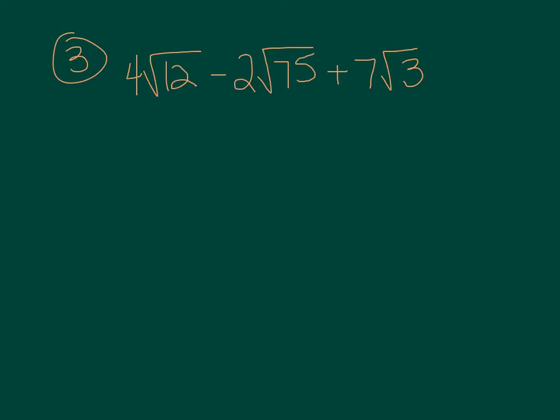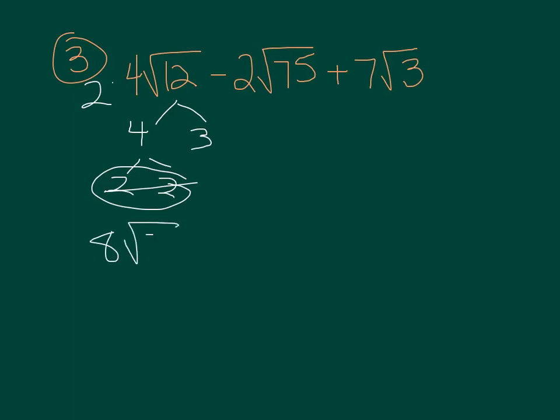Okay, here's one. 4 square root of 12 minus 2 square root of 75 plus 7 square root of 3. None of these radicals or square roots are the same. Okay, but your 12 can be simplified and your 75 can be simplified. So let's go ahead and break the 12 and the 75 down. Okay, so 12 is 4 times 3 and then 2 times 2. Okay, so I have a pair of 2's, so those are going to come out. Okay, remember to multiply it with whatever's out there already. The 3 has to stay in, so I have 8 square root of 3.